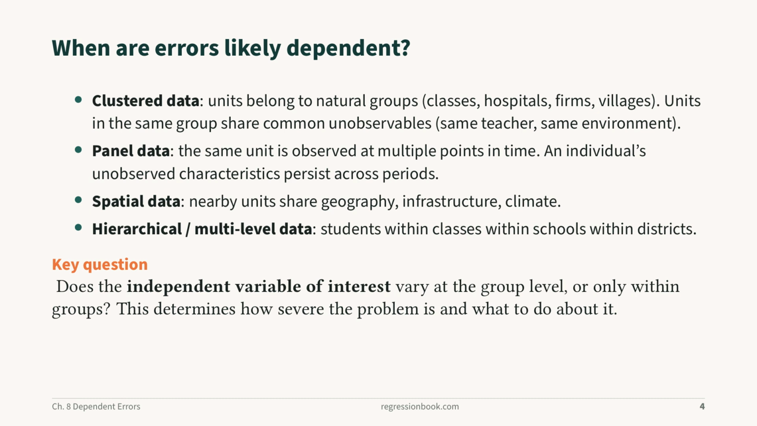Four recurring structures: clustered data, where units share classes, hospitals, firms or villages, and hence common unobservables. Panel data, the same unit observed repeatedly, its unobserved character persisting. Spatial data, where neighbours share geography and climate, and hierarchies, students within classes within schools. The key question at the bottom will drive every decision. Does the variable of interest vary at the group level or within groups?